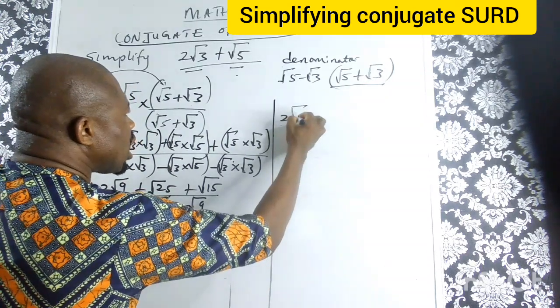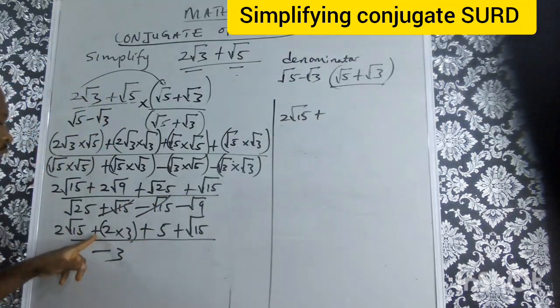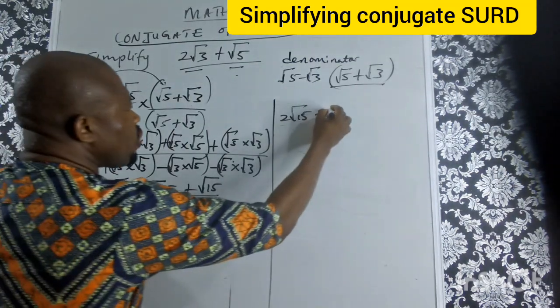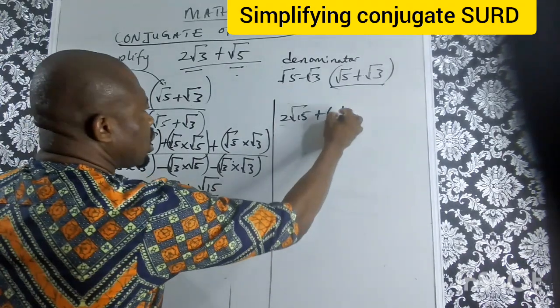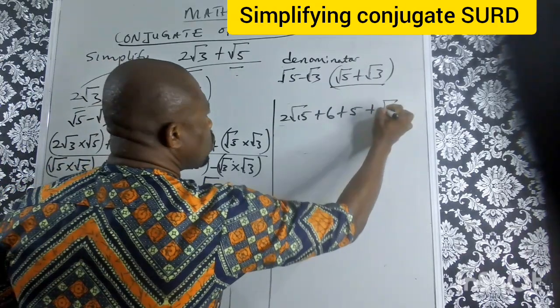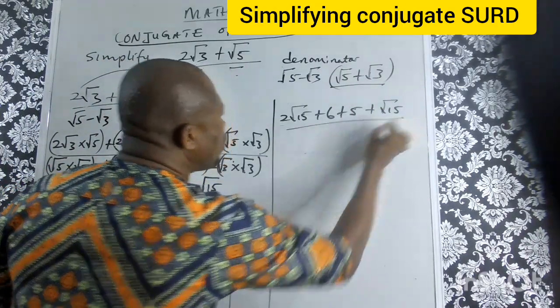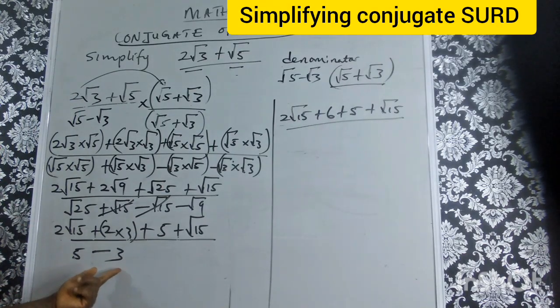2 roots 15, remember, plus, we have 2 times 3 will give us 6. We'll come here, plus 5, plus square root of 15. Everything is over. 5 minus 3 will give us 2.